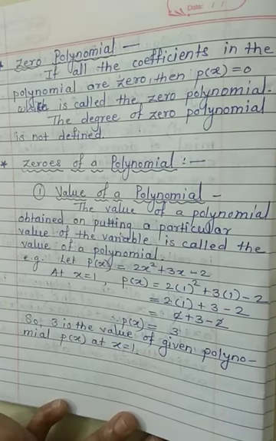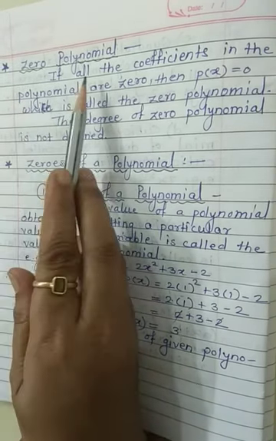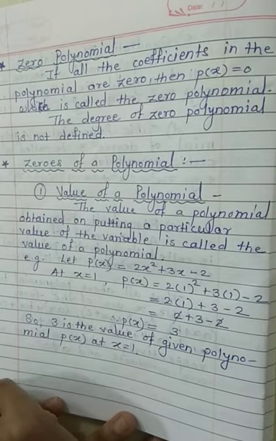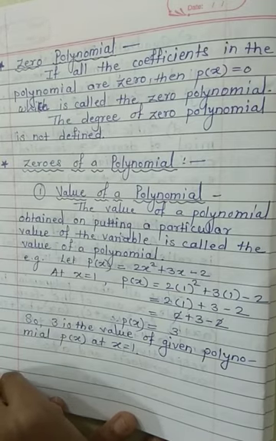Yesterday we saw the different types of polynomials. One type of polynomial is the zero polynomial. If all the coefficients in the polynomial are zero, then p of x is equal to 0 is called the zero polynomial. The degree of the zero polynomial is not defined.